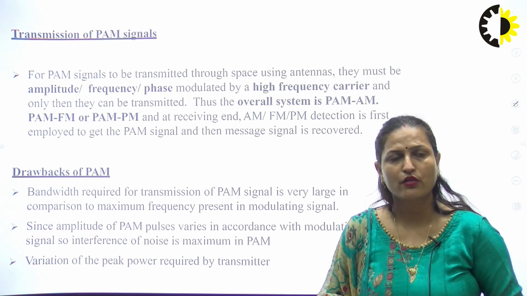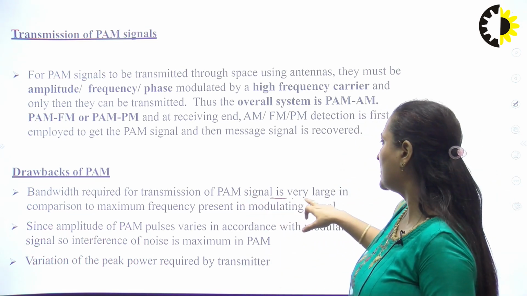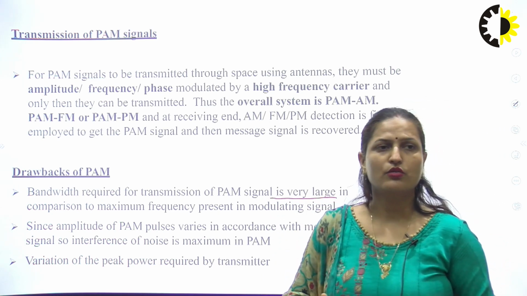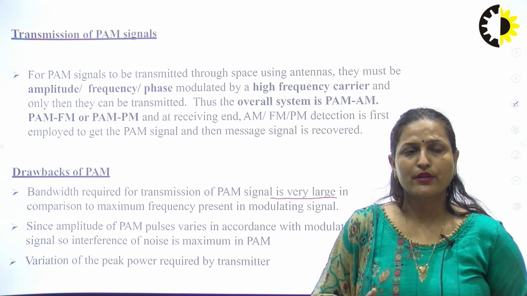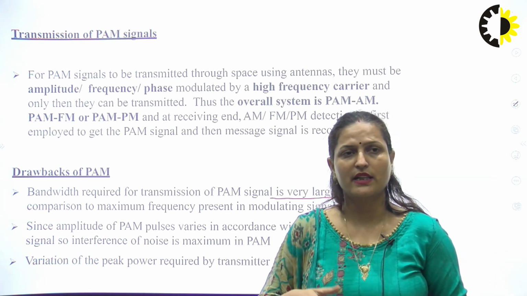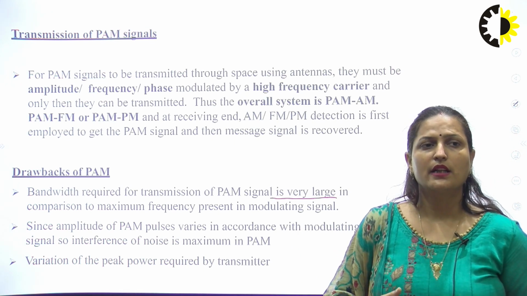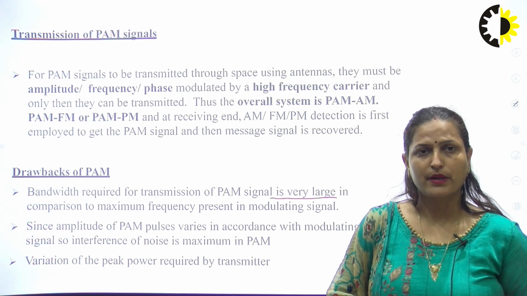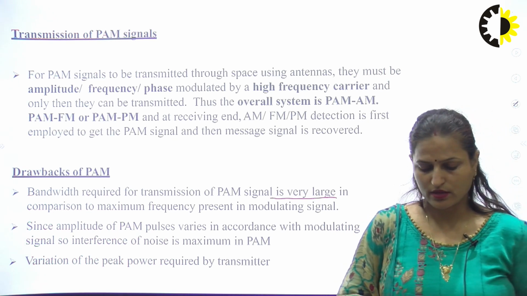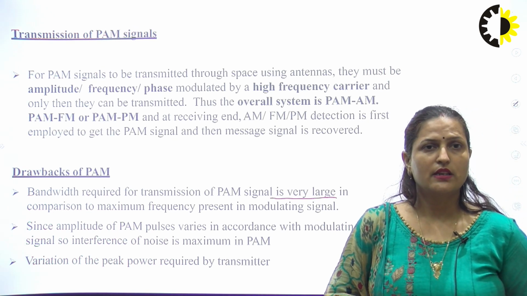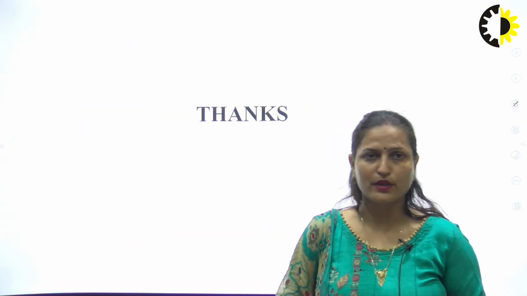There are some drawbacks of PAM also. The bandwidth required for the transmission of PAM is very large in comparison to the maximum frequency present in the modulating signal. Since the amplitude of PAM pulses varies in accordance with the modulating signal, interference of noise is maximum in PAM. Next, there is variation of peak power required by the transmitter. So this is all about pulse modulation, particularly pulse amplitude modulation.